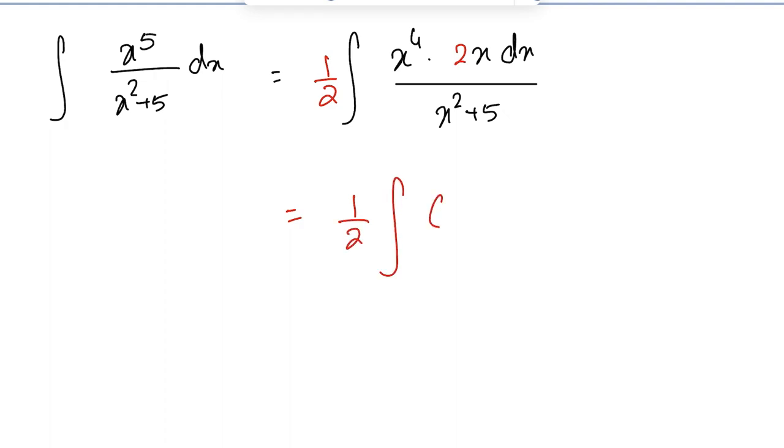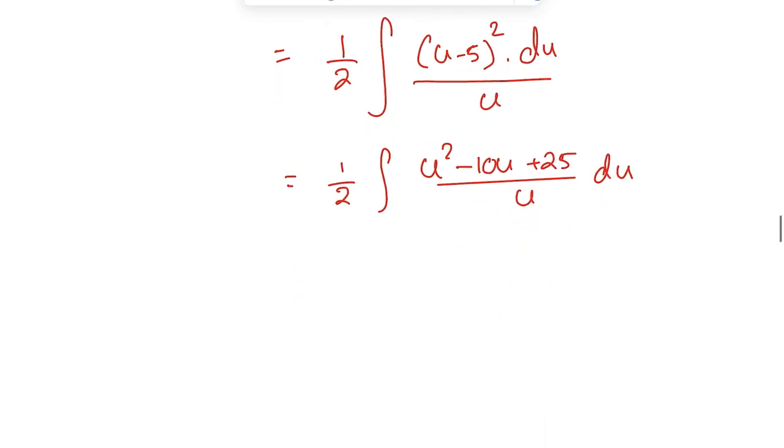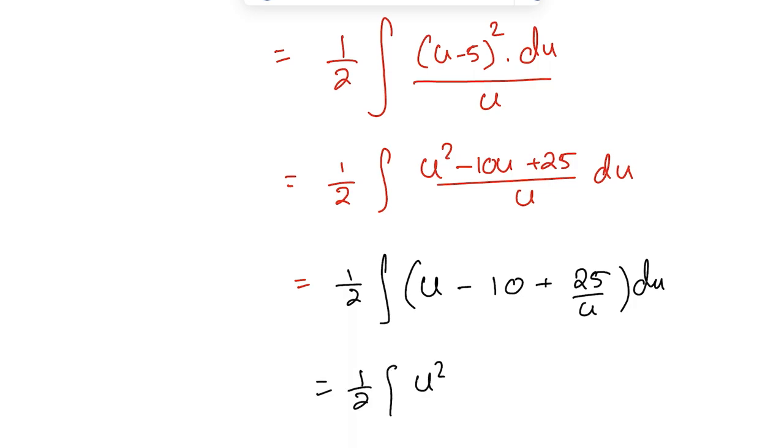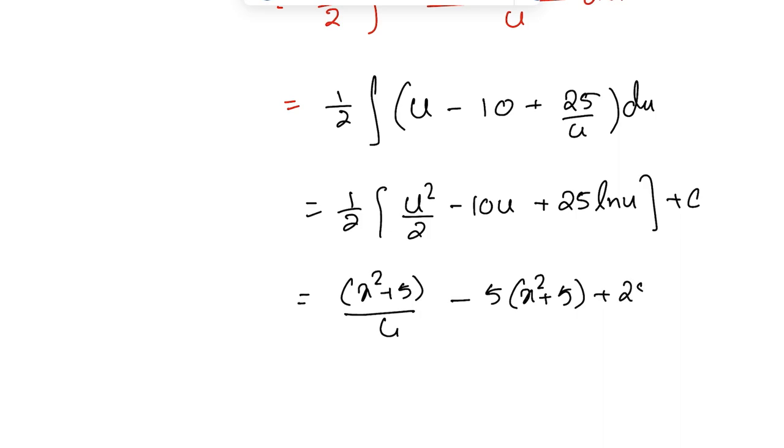So it becomes 1 upon 2 times u minus 5 whole square, since x power 4 is u minus 5 whole square, du upon u. So it becomes 1 upon 2 times u square minus 10u plus 25 divided by u du. So it becomes 1 upon 2 times u minus 10 plus 25 upon u du. So 1 upon 2 times u square by 2 minus 10u plus 25 ln u plus c. So my final answer is going to be u square upon 4 minus 5 times u, and 5 times u is nothing but 5 times x square plus 5, plus 25 upon 2 ln of x square plus 5 plus c.